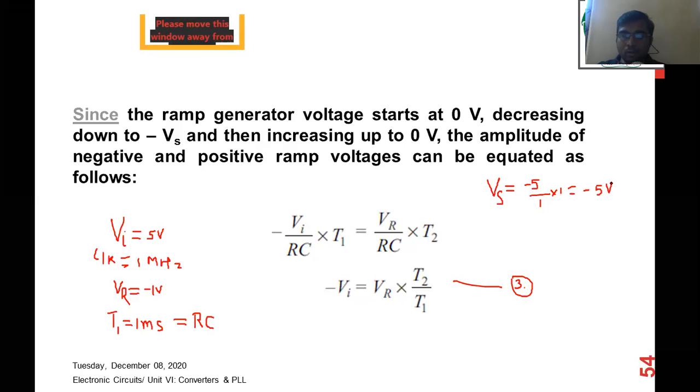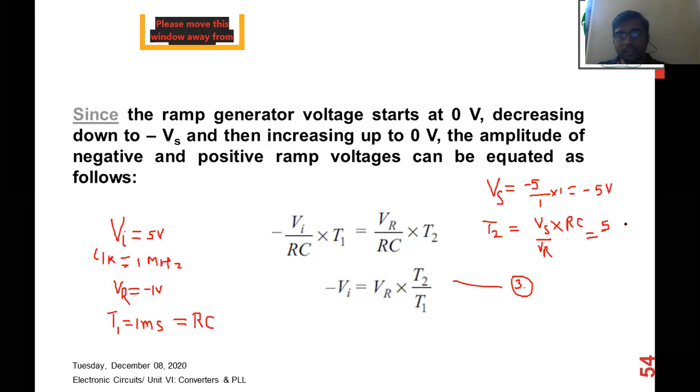Because of that, the count would be counted up by the decade counter for the T1 time period. During the T2 time period, the relationship is Vs equal to Vr upon RC into T2. So you can calculate the variable time period T2: T2 is Vs into RC upon Vr. Vs is minus 5 volt, but here you take it as 5 volt as the amplitude part.